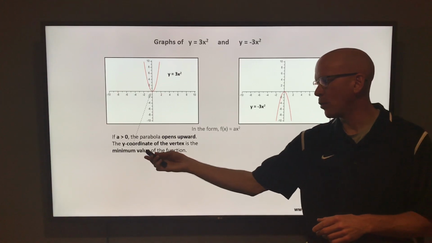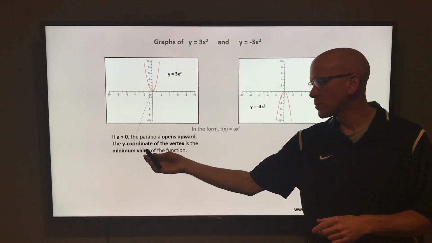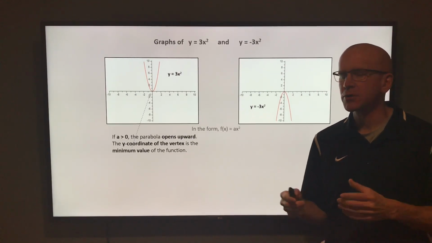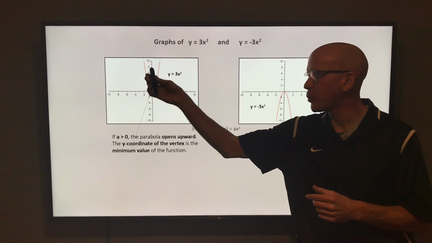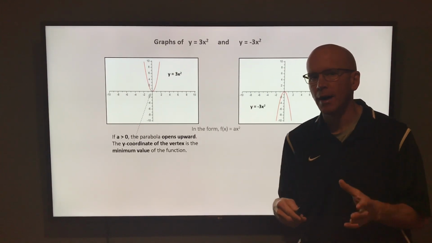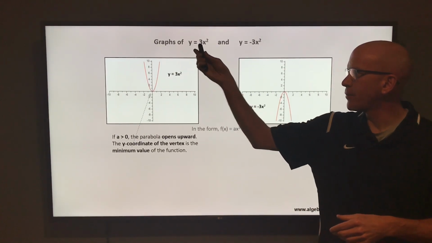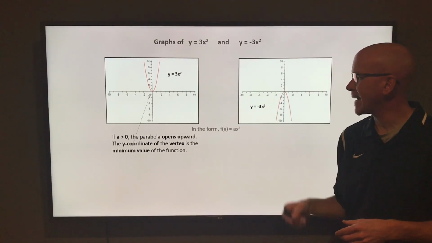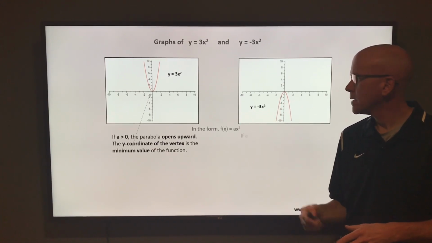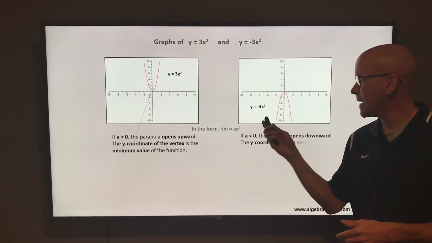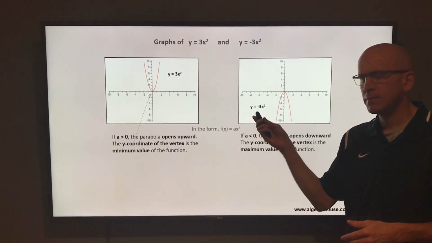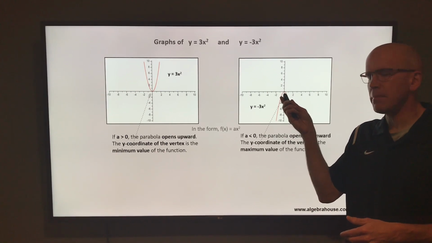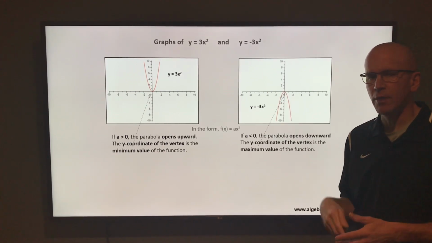And also with that, the y coordinate of the vertex is going to be what's called the minimum value of that function. The value of a function is the y value. At any point on that parabola, the value of that function is the y value. So if the number in front of the x squared is positive, the parabola will open upward. If the number in front of the x squared is negative, the parabola will open downward. So here, this parabola opens downward because a, the number in front of the x squared, is negative. It's less than 0. And also the y coordinate of the vertex here is a maximum value, or is the maximum value of that function.